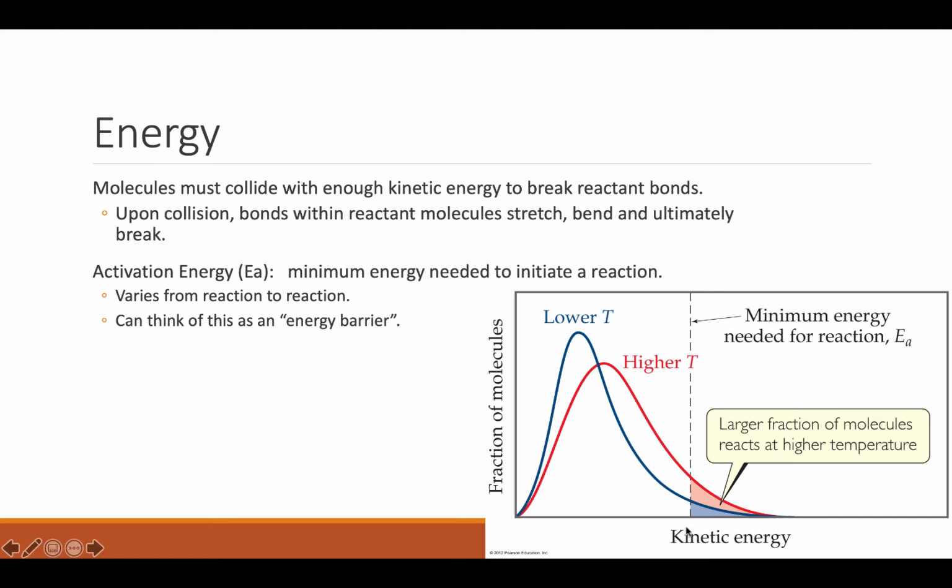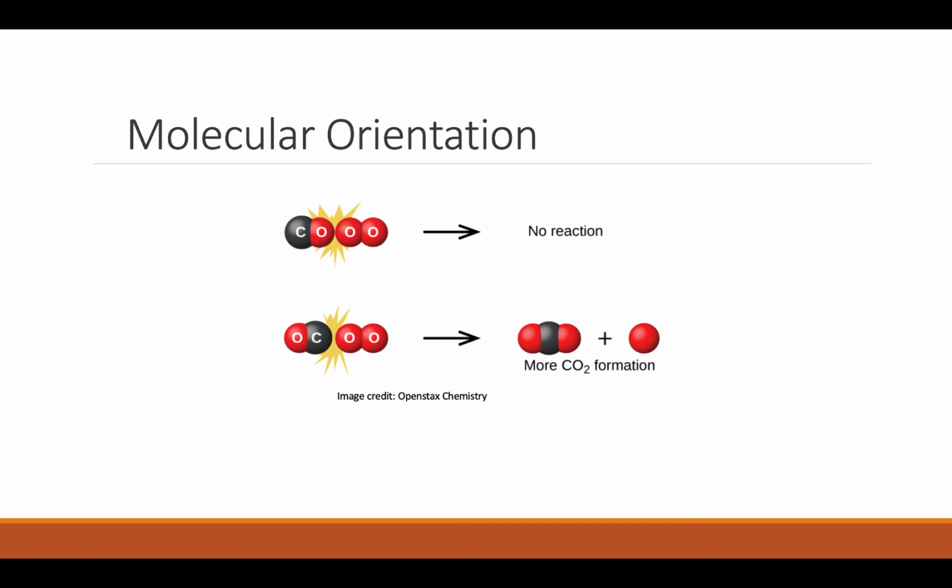The other requirement is molecular orientation. In this case, we're looking at the formation of CO2 from CO and O2. In order for CO2 to form, an oxygen from the O2 has to collide with the carbon from the CO. If they collide in the proper orientation, meaning the carbon is in contact with the oxygen, then a reaction will occur. If they don't collide in the proper orientation, meaning the two oxygens collide with each other, we will not get a reaction.